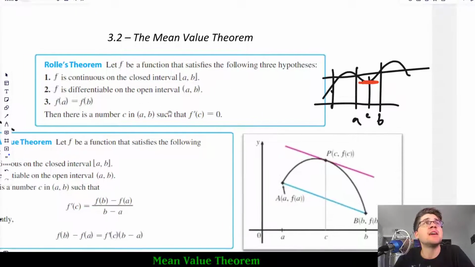So basically, what it's saying is there has to be a min or max if on an interval it returns back to the same value. And again, it's kind of common sense because it's sort of like what goes up must come back down. If it goes up and comes back down, then there has to be a min or max somewhere in between.